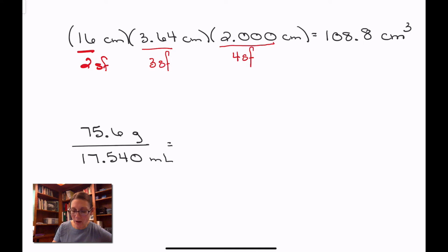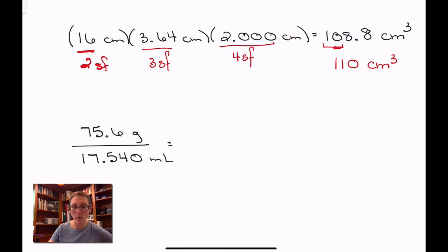So I need to round this value to 2 significant digits. So I start with the first non-zero number, in this case the hundreds place, and if I'm going to go 2 digits over, I'm going to get to the tens place and have to stop. So I'm going to round to the tens place. I look at the number after it, it's an 8. Well, that's going to be closer to 110 than it is to 100. So this is going to be 110 cubic centimeters.